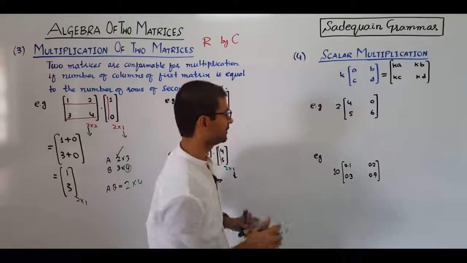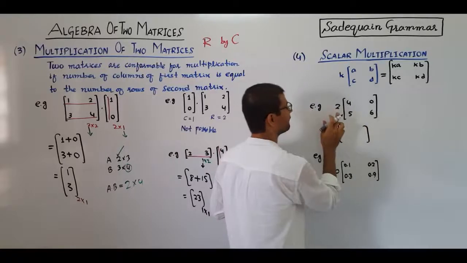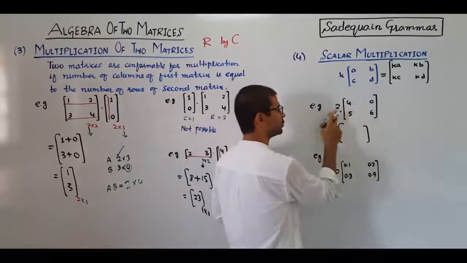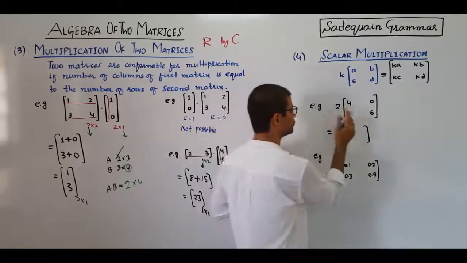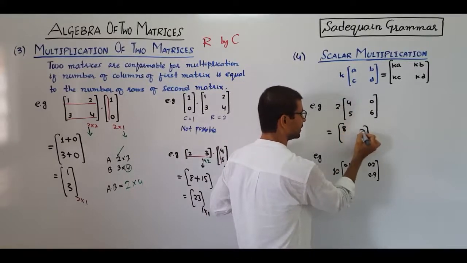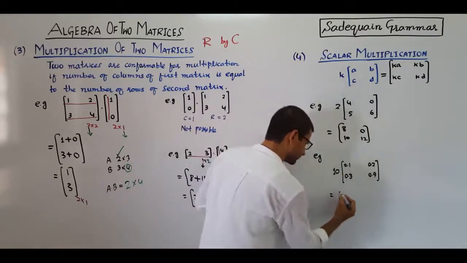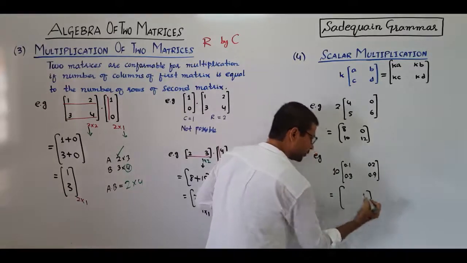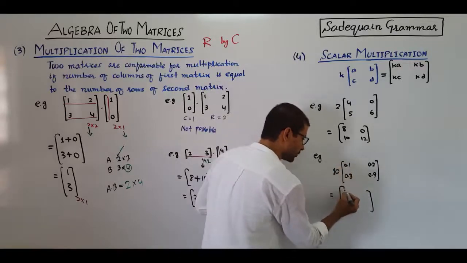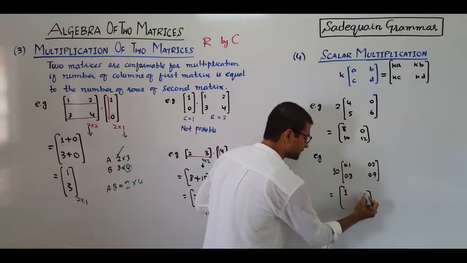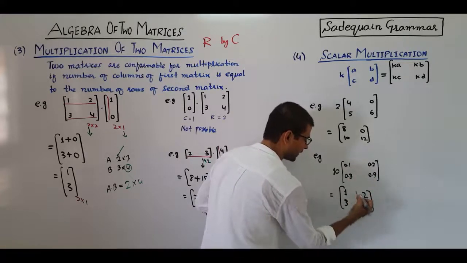Scalar means constant. For example, we have to multiply this matrix by 2. 2 will be multiplied by each member of the matrix. 2 4s are 8, 2 0s are 0, 2 5s are 10, 2 6s are 12. Now students, in this example we have to multiply 10 with each element. 10 multiplied by 0.1 is 1, 10 multiplied by 0.2 is 2, 10 multiplied by 0.3 is 3, 10 multiplied by 0.9 is 9.